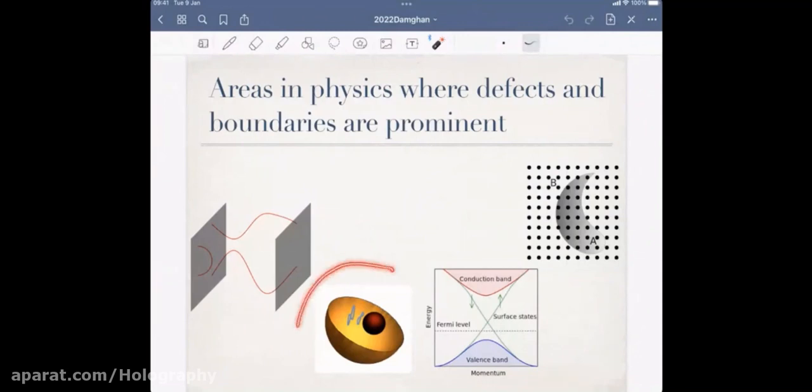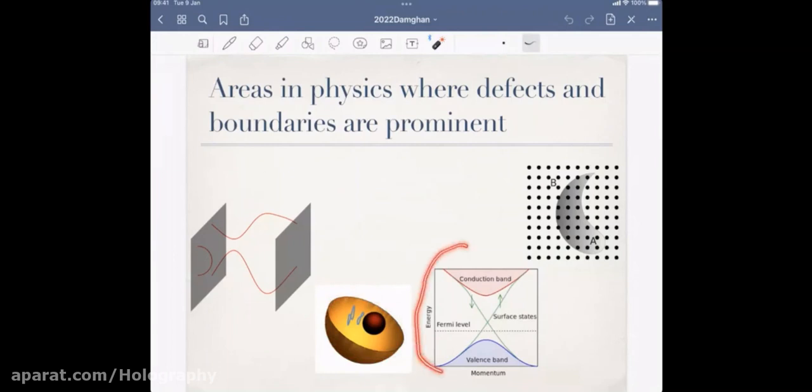Probably don't need to tell this audience that boundaries are very important in the ADS-CFT correspondence. So here's my cartoon picture of a black hole sitting in, I don't know, global ADS. So what is ADS-CFT? It's a map between a theory of gravity with some kind of boundary and a field theory in one dimension less. And the boundary on the gravity side is in some sense where the field theory lives. So again, in the ADS-CFT correspondence, the boundary is really playing a very central role. And I'll try to make this a little bit more precise as we go forward in the talk.